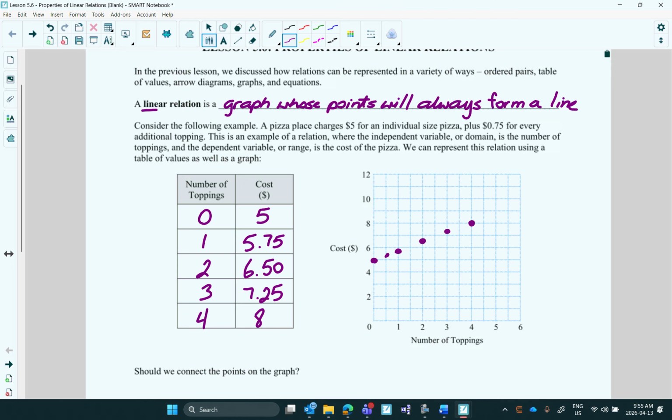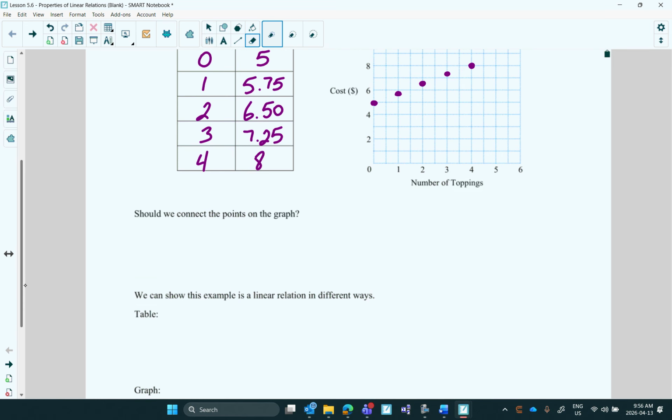It's half a topping, right? Which doesn't make sense. And don't go, well, we have pizza. Don't start getting semantic on me. Okay? You have to order a full topping. So it forms a line, but we don't connect. Okay? So no, because you can't have part of a topping.